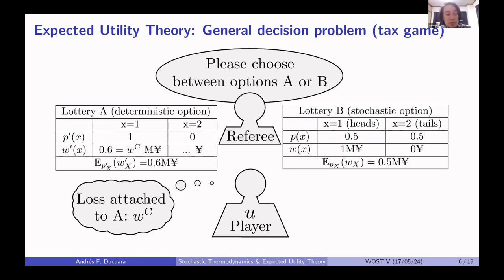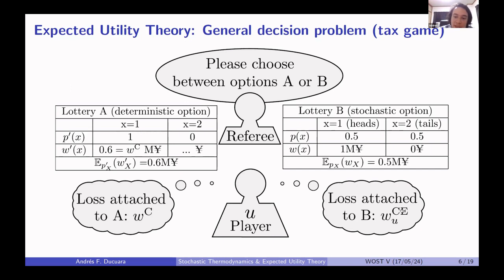Since it is a deterministic option, we can imagine that the value of this lottery is just this number, 0.6, which, since it is an amount that the player has to pay, we think of as a loss. For the stochastic option, it's a little more involved because now we have probabilities. The way economists approach this is called the certainty equivalent, which is a number that we attach to this lottery. This number resolves the decision problem because if we can calculate it, the player will choose the lottery that represents the smaller loss, which is something natural.